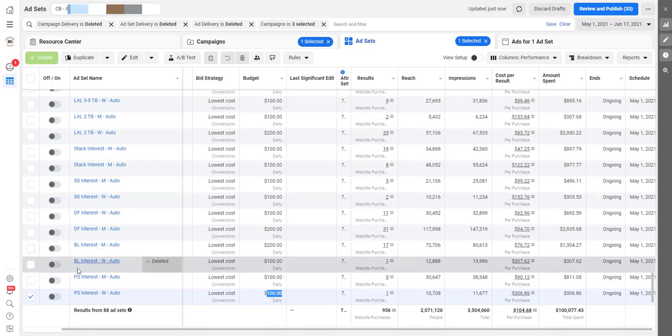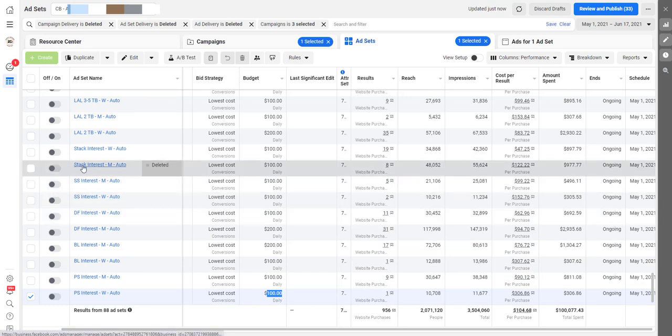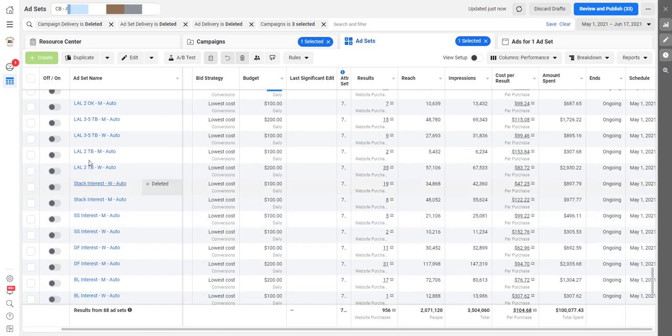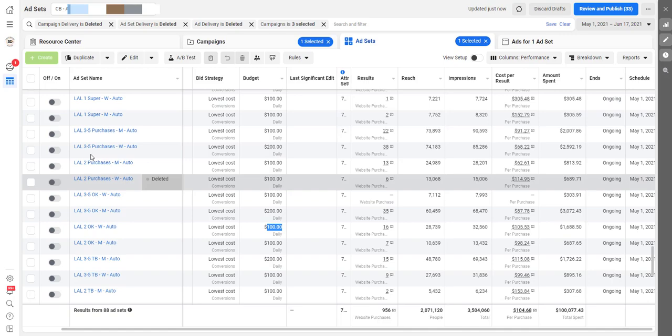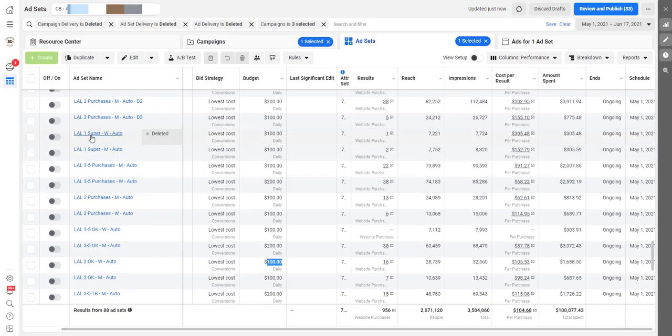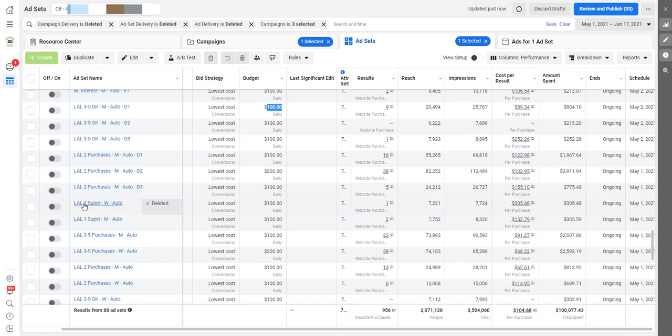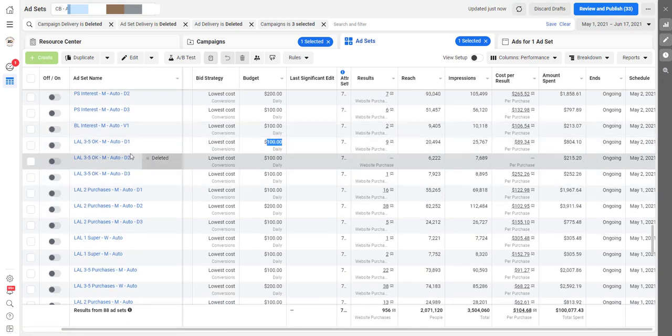You can see we've got a ton of different interests that we tested. These initials are just for a different interest. Stack is a mix of interests. LAL are lookalikes, and then TB is the initials of each lookalike that we ran. Purchases, obviously you can work that out. A super lookalike was a combination of different lookalike audiences. And obviously 1%, 2%, 3 to 5%. You can work that out.